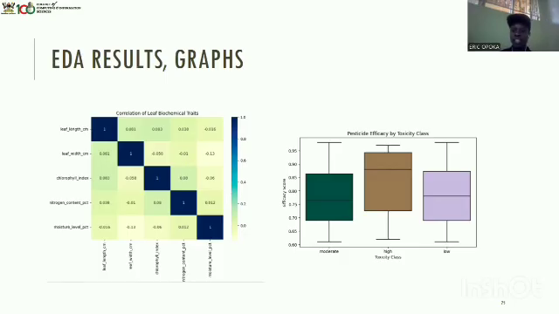Then the pesticide efficacy by toxicity level. That shows how toxic a particular efficient pesticide is on the environment. In this case, in the middle class, we have ones which are highly toxic but also highly effective. Then we have one which has moderate toxicity, then there's one which has low toxicity level.